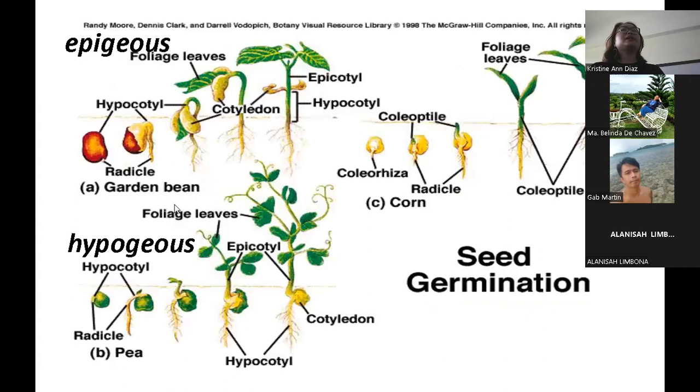So, what's the difference between epigeous and hypogeous germination? So, tandaan lang, pag hypo, low. Meaning, ang iyang cotyledon will be buried underground during germination. But for epigeous, the cotyledon is raised above the ground. Like for garden bean, and for pea and corn. So mostly dicot and monocot are depending actually. Kasi like mangga, mangoes are dicots, pero coconut.